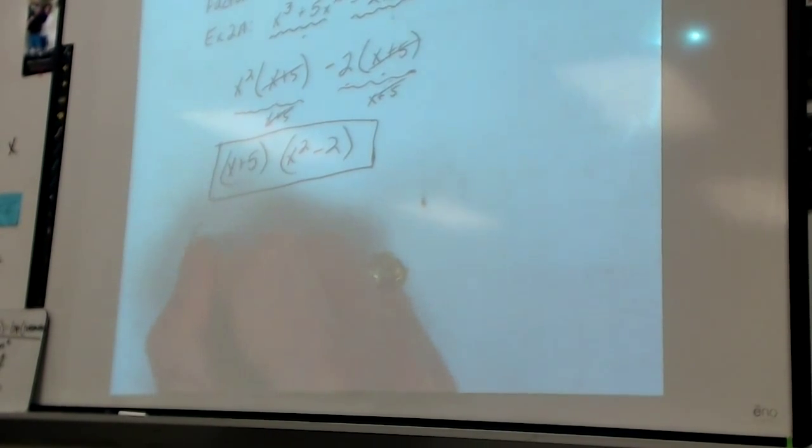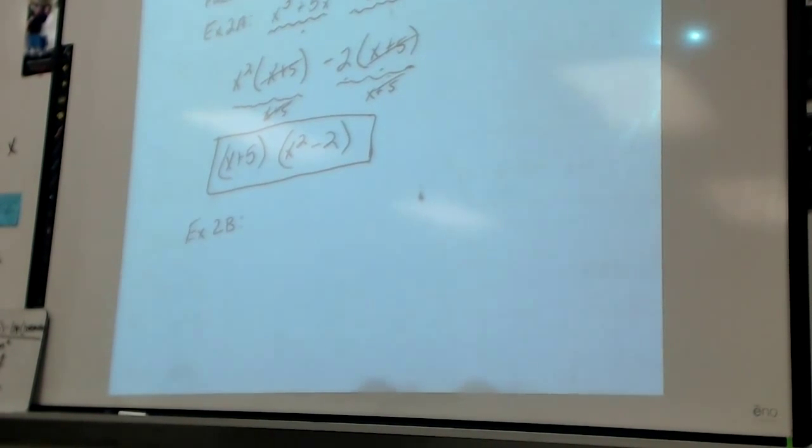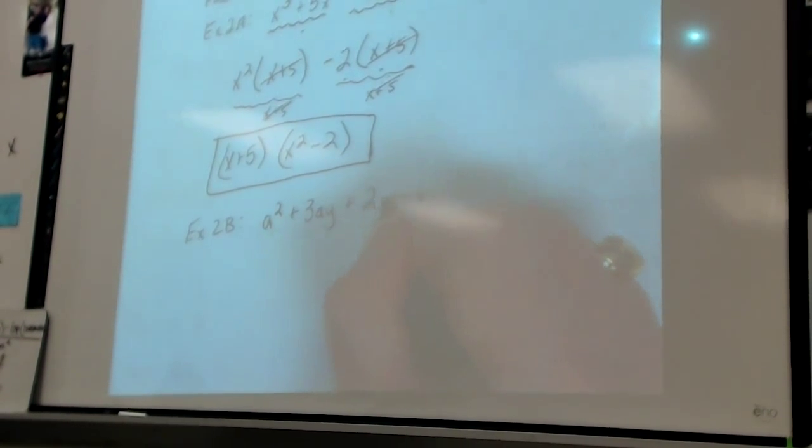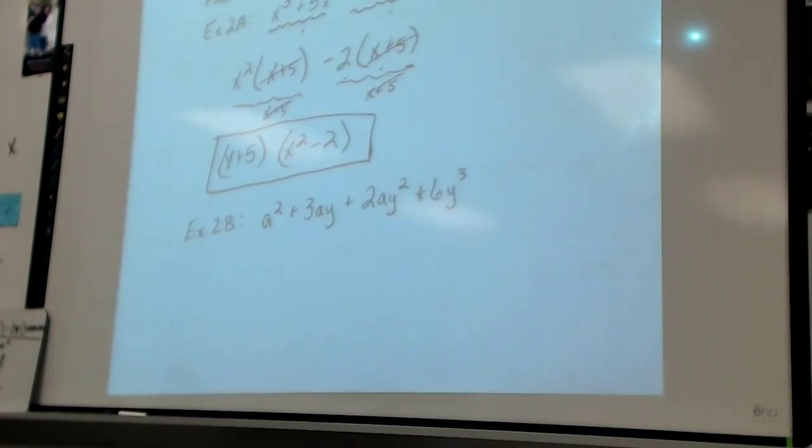Okay, example 2b. A squared plus 3ay plus 2ay squared plus 6y cubed.